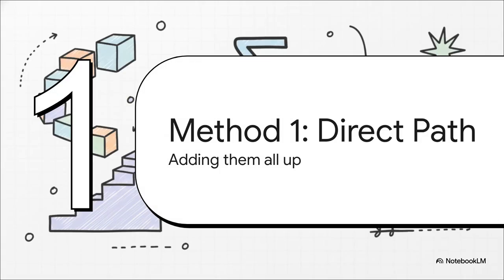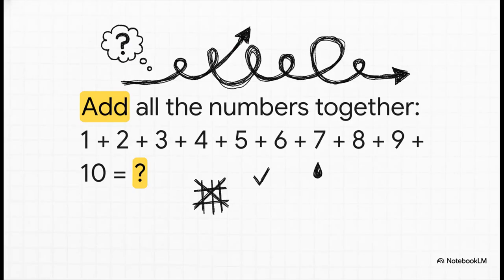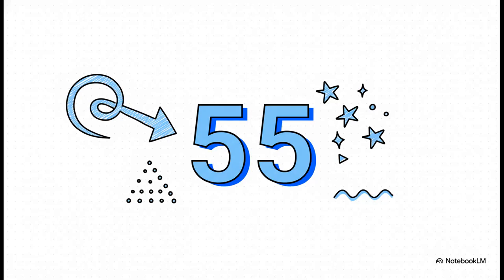Okay, let's jump into our first method. We'll call it the direct path because, well, it's the most obvious way to do it. So you could literally just line them all up and start adding, right? 1 plus 2 is 3, plus 3 is 6, plus 4 is 10, and on and on. I mean, you can see how this works, but man, it is tedious. And let's be honest, it's super easy to make a tiny mistake somewhere in there and throw the whole thing off. And if you grind it out and do all that adding correctly, you land on 55. And yeah, that's the right answer, for sure. But what if there was a much more elegant, a much faster way to get to that same number?